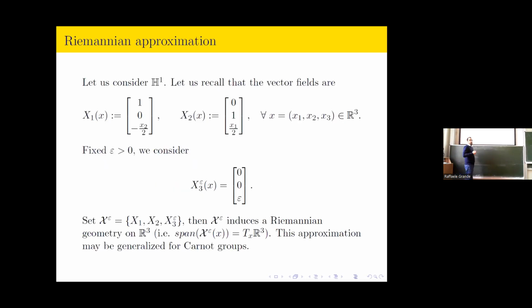Okay, now I want to recover all the possible curves in this manifold. So what do I have to do? The idea is to use, in some sense, an approximation. So we can say the vector fields x1, x2 in the Heisenberg group.